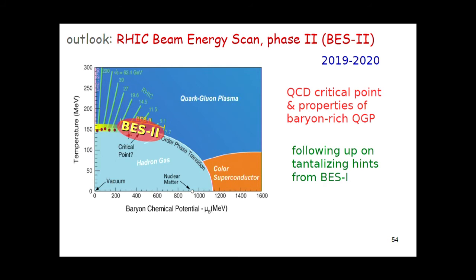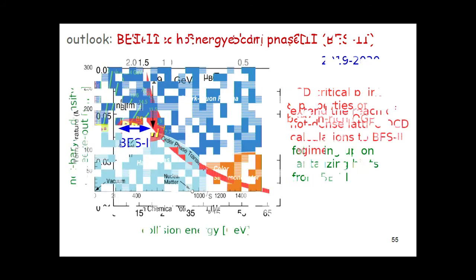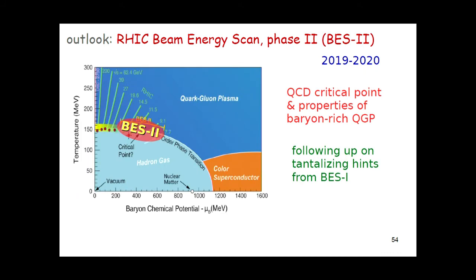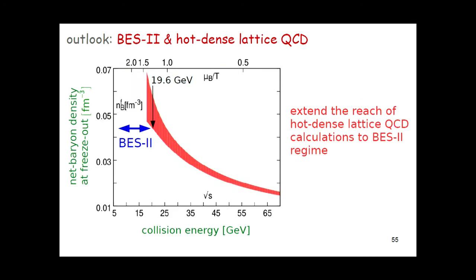And for that, if we can do the corresponding lattice QCD calculations, then we can similarly try to map this part of the phase diagram as much as we can. Currently, the reach of these lattice QCD calculations ends at around 19 GeV of the collision energy, and this is sort of the planned energy scan region from the second phase of the RHIC Beam Energy Scan.